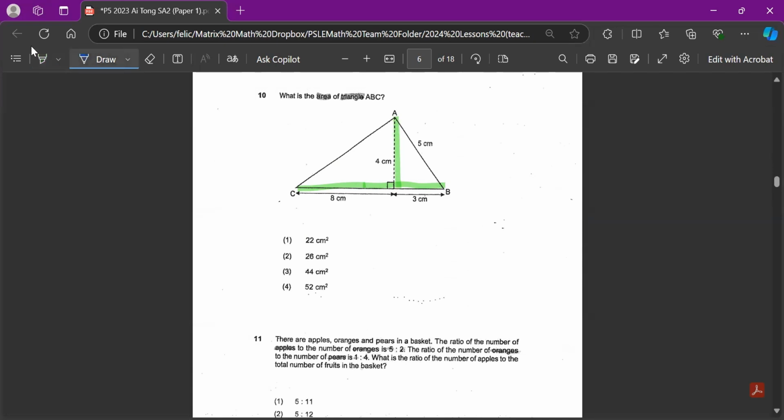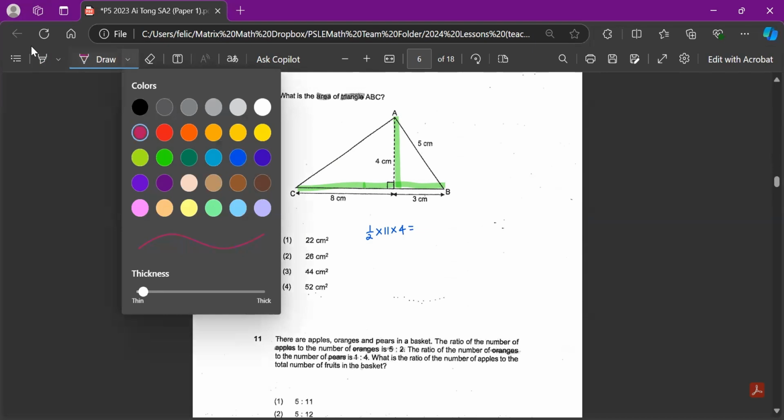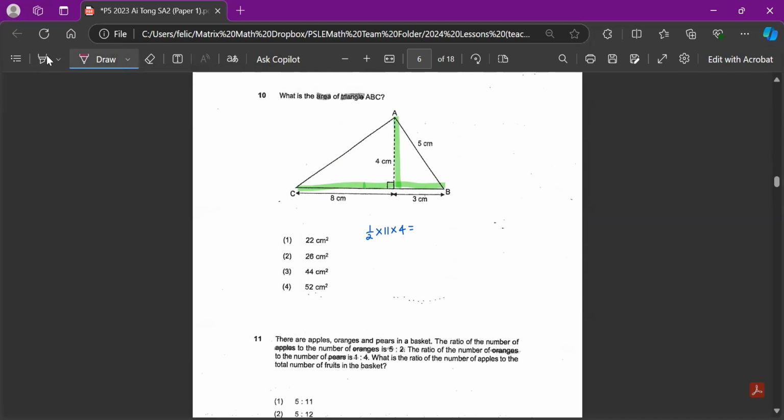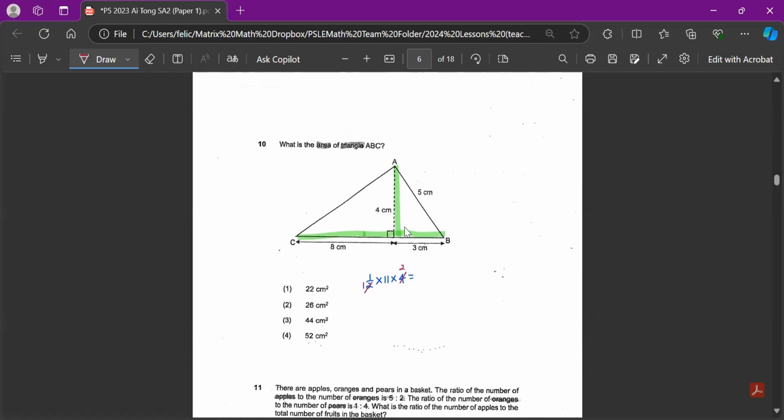So BC base is 11. 8 plus 3 is 11. So this is simply half times 11 times 4. How to do the multiplication for this when you can't take 11 and 2 to cancel off? It's okay. 2 and 4 can be the cancelled ones. So 2 cancel becomes 1, 4 cancel becomes 2.